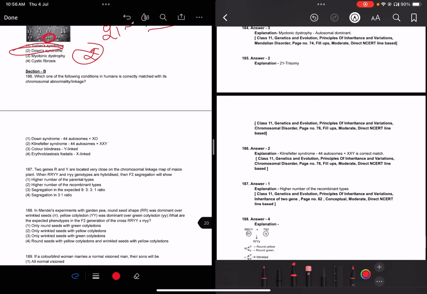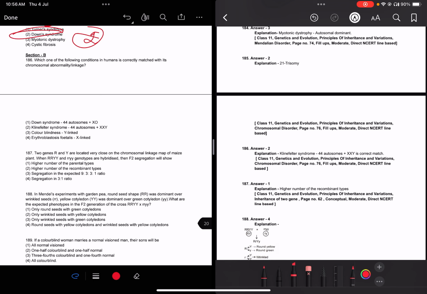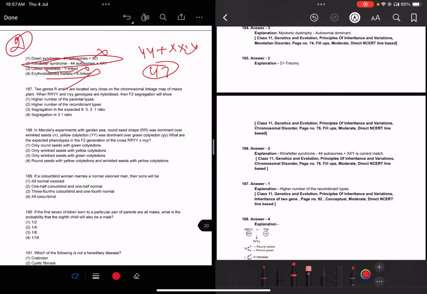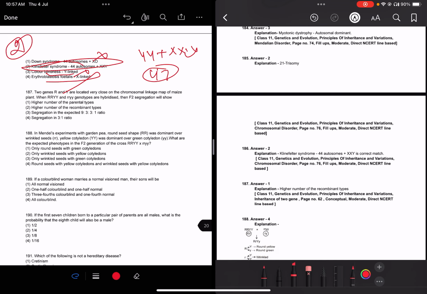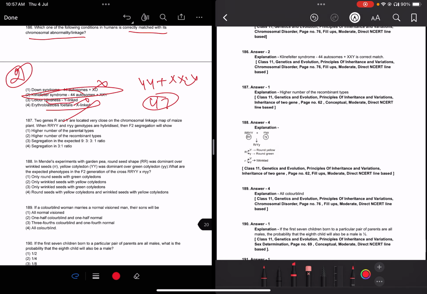Now move ahead to section B, question 186. Which one of the following conditions in humans is correctly matched with its chromosomal abnormality or linkage? Down syndrome is 21, so that is wrong. Klinefelter syndrome is 44 plus XXY, or 47 chromosomes. Klinefelter is correct. Colorblindness is X-linked. Erythroblastosis fetalis is not X-linked. It is a blood disorder, an Rh blood group disorder.